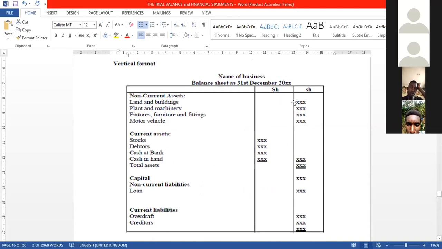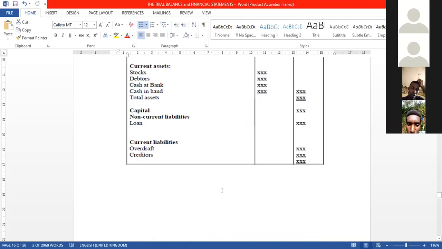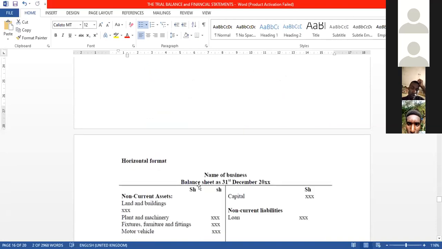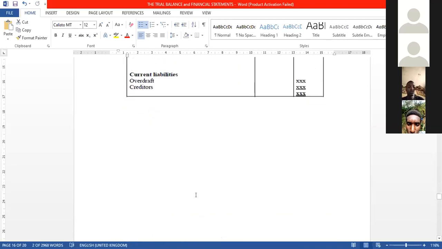Here we start with non-current or fixed assets, we list them. We have current assets, we list them. Then we less current liabilities, right? And once we do that, then we should be able to get the balances there.